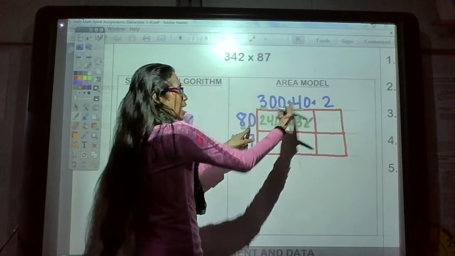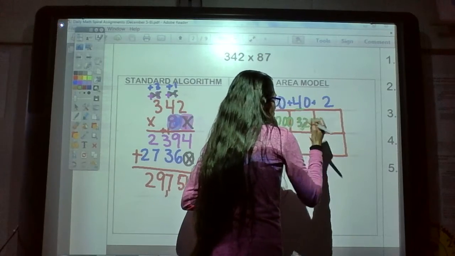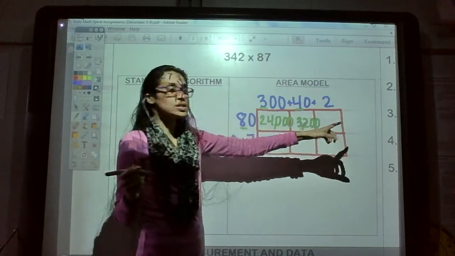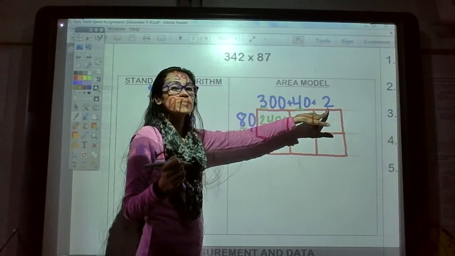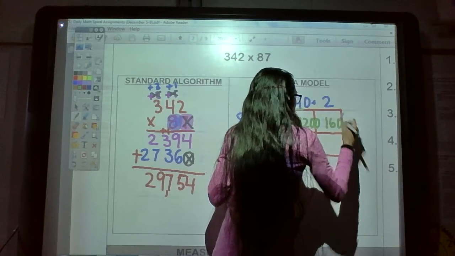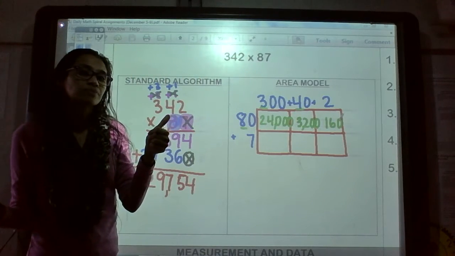How many zeros do I have? 2. 1, 2, and it's going over the boxes. That's okay. And for the last box on the top, what's 8 times 2? 16. And then add that 0. All right, thumbs up if you have that so far.